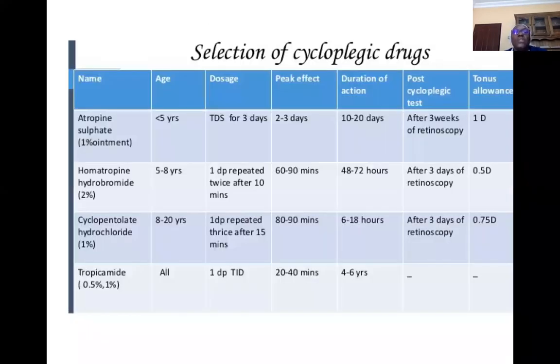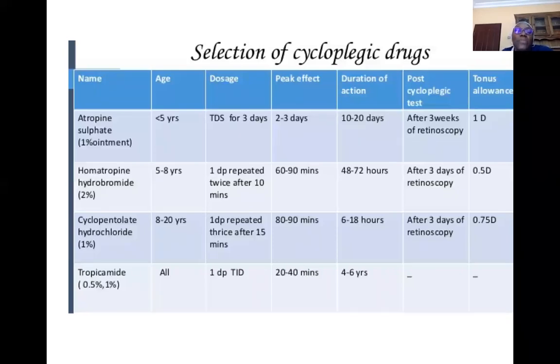This is a table showing some selection of cycloplegic drugs, whereby we have atropine, homatropine, cyclopentolate, and the age appropriate to use them. Although we can use cyclopentolate in younger children, you have to be wary of the side effects. Just last year, when we used a brand of cyclopentolate, we had some reactions in some of the children, mostly hallucinations. So you have to be wary of using it, especially in children that have some form of CNS problems.